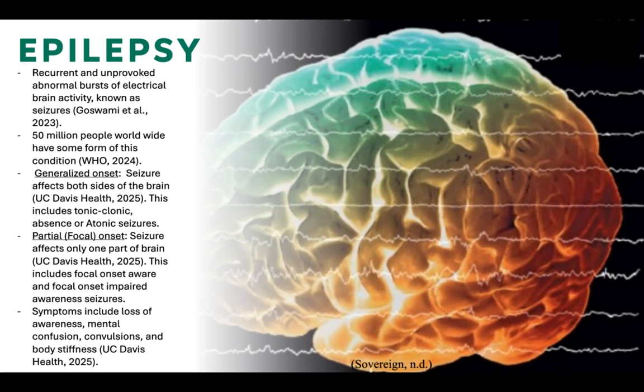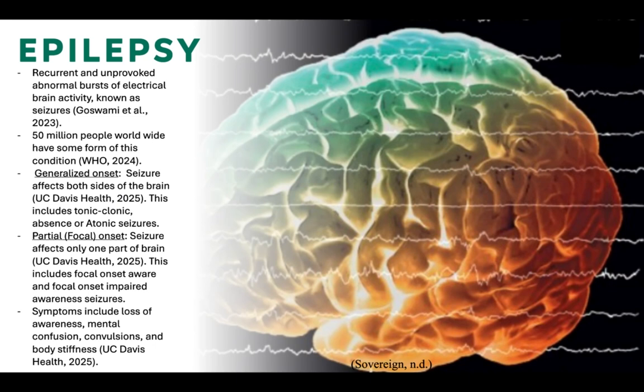Epilepsy is a group of disorders affecting electrical activity in the brain that causes seizures, and around 50 million people worldwide have some form of this condition. Seizures are characterized by recurrent, unprovoked, abnormal bursts of electrical brain activity. There are different classifications and kinds of seizures.